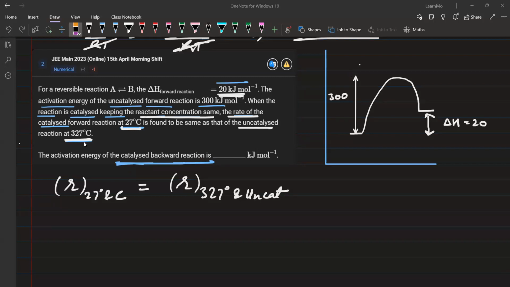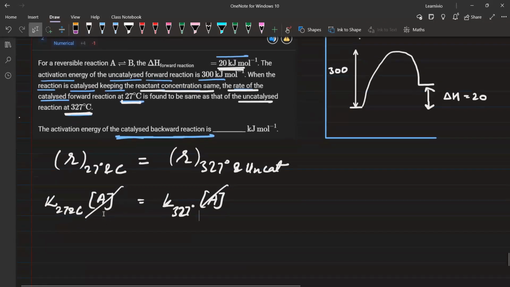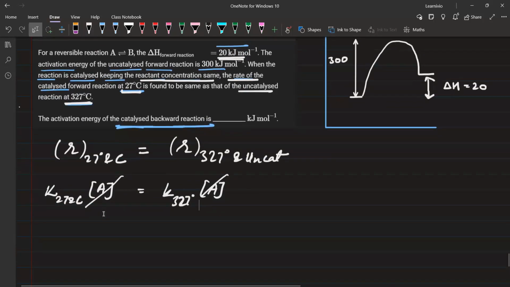So I can write rate as the rate constant at 27 degrees Celsius, catalyzed, into the concentration of A, which will be equal to the rate constant K at 327 degrees Celsius, uncatalyzed. I'm not writing uncatalyzed, I'm just writing 327 degrees Celsius into the concentration of A. Now you're seeing that keeping the reactant concentration same, the concentration of A is same. Make sense? Yes, sir.